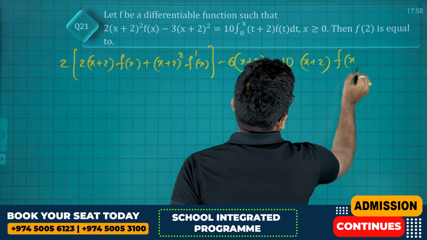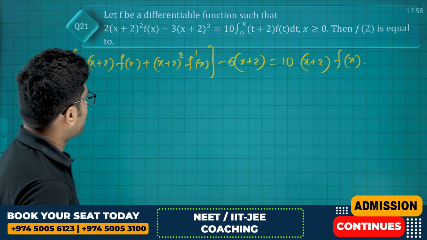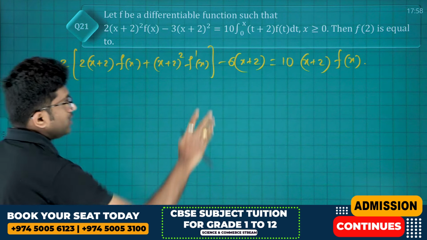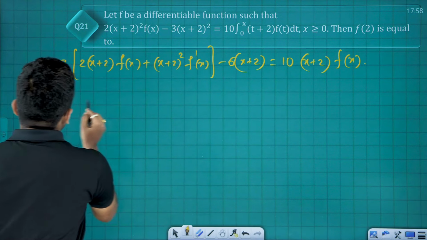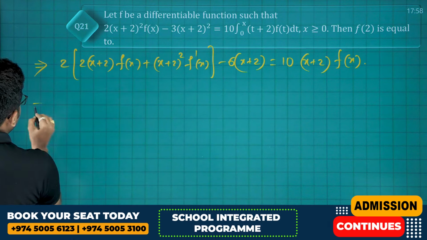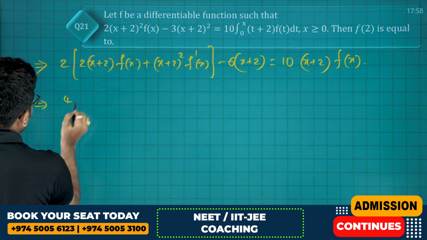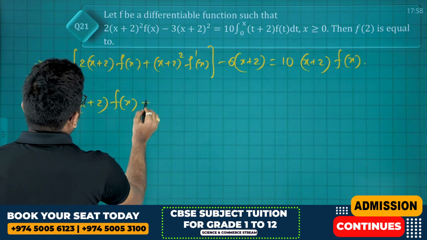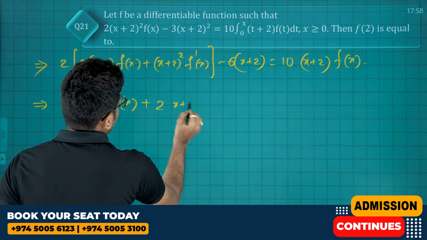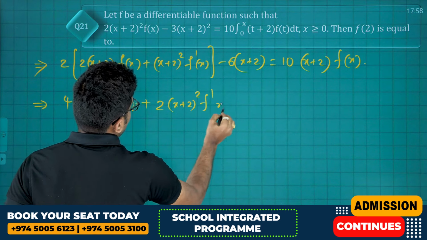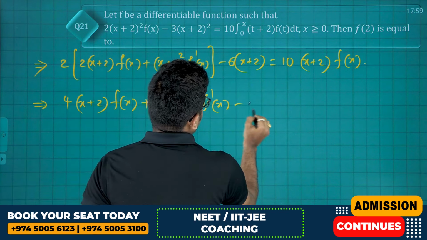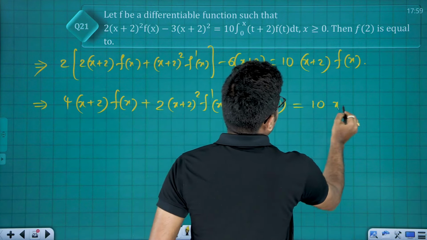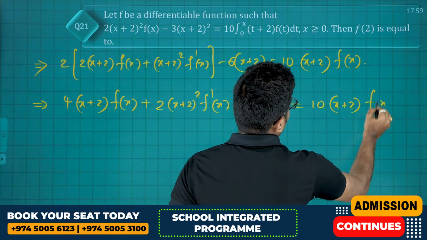into f of x. (x plus 2) into f of x. That's it only, correct. Into f, d by dx of x is 1. So from here, if you see this, 2 2s are 4: 4 times (x plus 2) into f of x plus 2 times (x plus 2) whole square into f dash x minus 6 times (x plus 2) is equal to 10 times (x plus 2) into f of x.